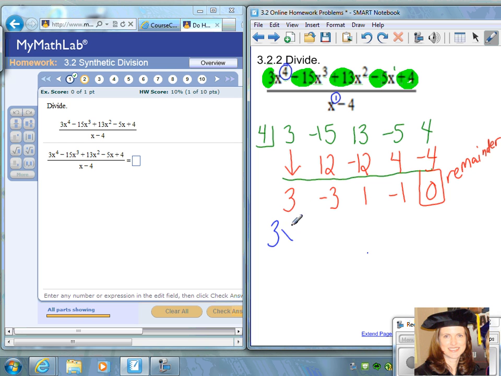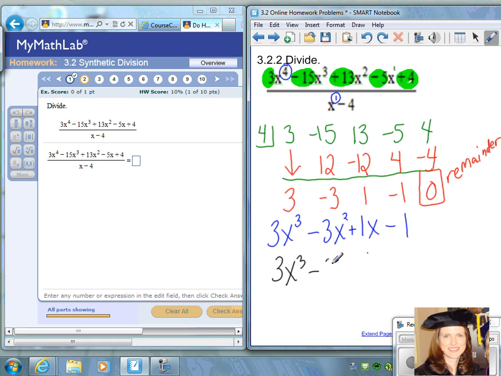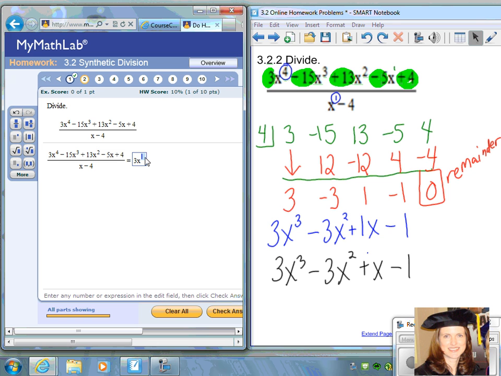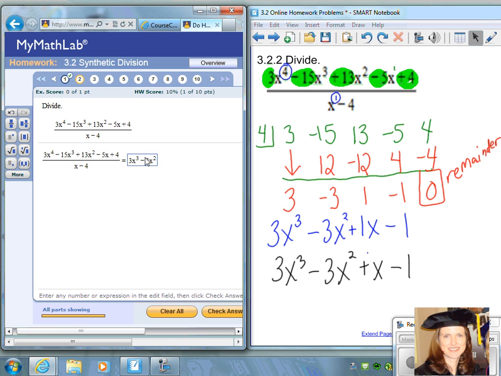I'll write this as 3x to the third power minus 3x to the second power plus 1x minus 1. And this has a remainder of 0, so we can leave our answer like that. The only thing I'll do here is simplify: we don't need to write plus 1x, that's the same thing as just plus x minus 1. So our final answer is 3x to the third minus 3x squared plus x minus 1.